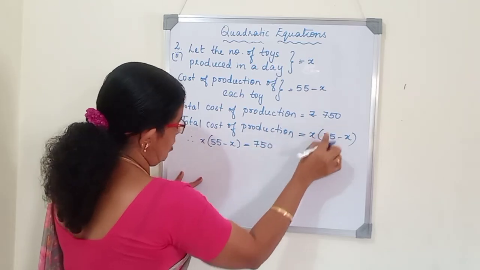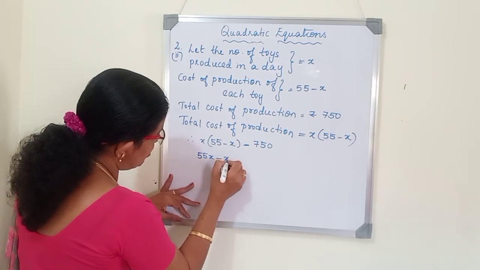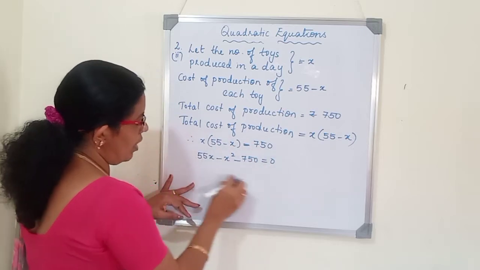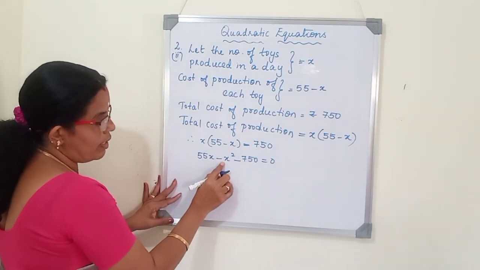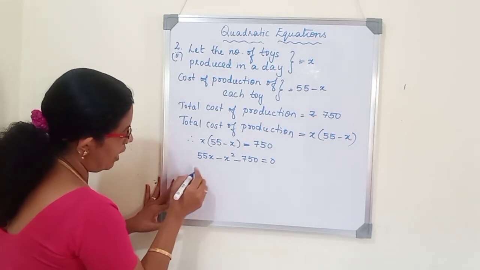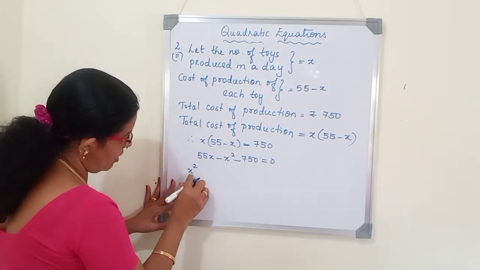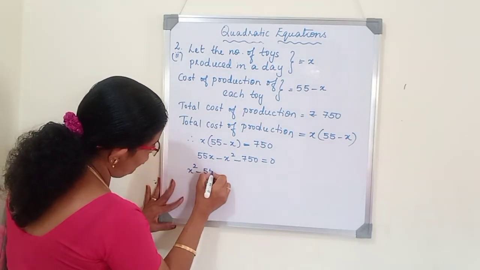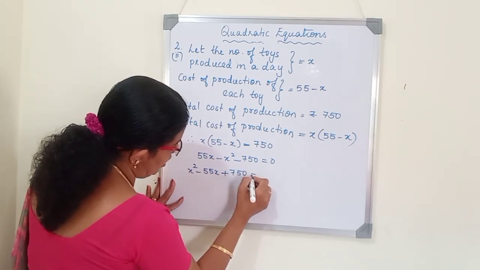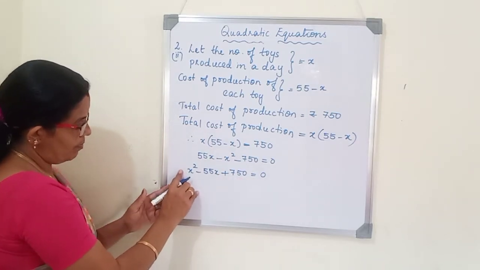Now x into 55 is 55x minus x square, minus 750 is equal to 0, taking 750 to the left side. As the x square term is negative, we will multiply throughout the equation by a negative sign and write it in standard form. Minus x square becomes plus x square, minus 55x becomes plus 55x... here it is minus 55x, and minus 750 will become plus 750. Now it is in the standard form with the first term positive.